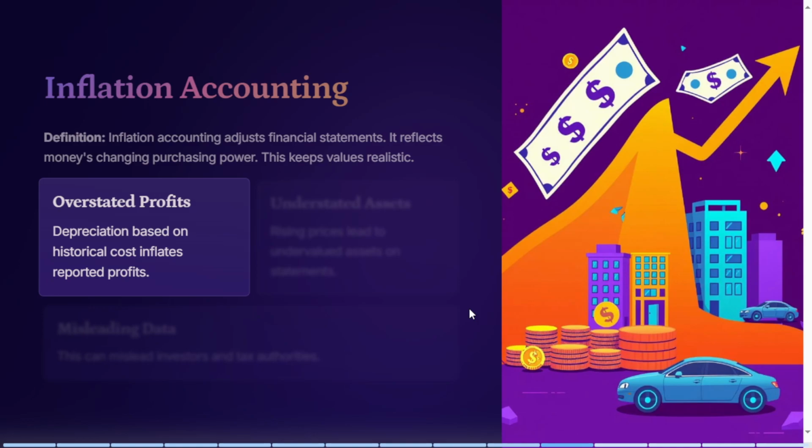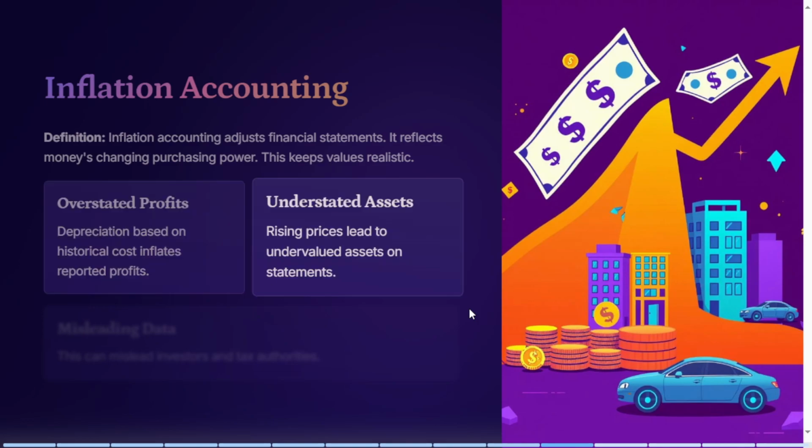The three major issues: first, overstated profits. When we calculate depreciation based on the old historical cost, our reported profit appears artificially high. For example, a machine bought for 1 lakh, annual depreciation 10,000, but replacement cost is now 1.5 lakh. So realistic depreciation should be 15,000 per year. The 5,000 difference inflates our profit. Second, understated assets. Rising prices mean our balance sheet shows assets at unrealistically low value compared to the current worth.